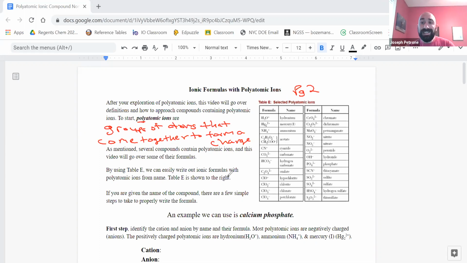So by using Table E, we can easily write out ionic formulas with these polyatomic ions based on their name. Table E, like I said, is shown to the right here. If you're given the name of a compound, there are just a few steps that we're going to follow to get you the proper formula. We're going to go over the example calcium phosphate. Calcium is a metal, it's in group 2. Phosphate is one of these polyatomic ions in here. I'm just going to clear this so I can scroll down.